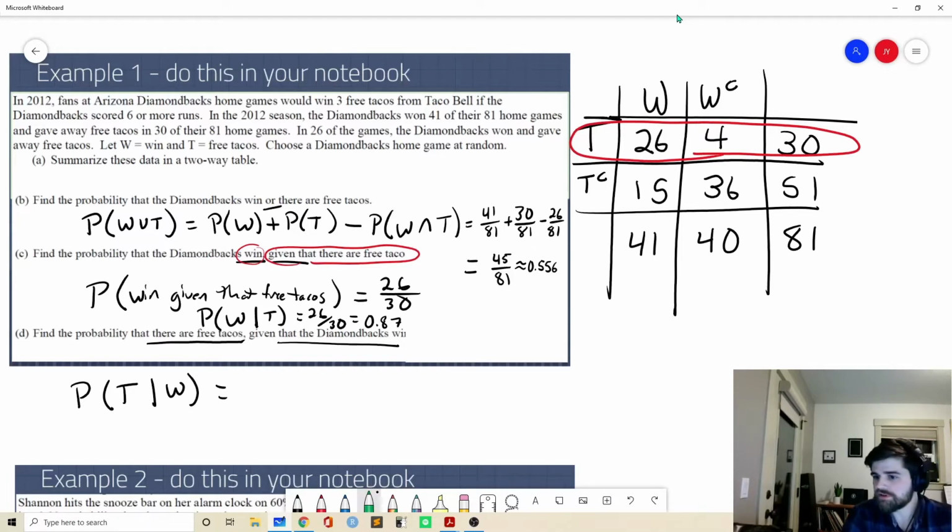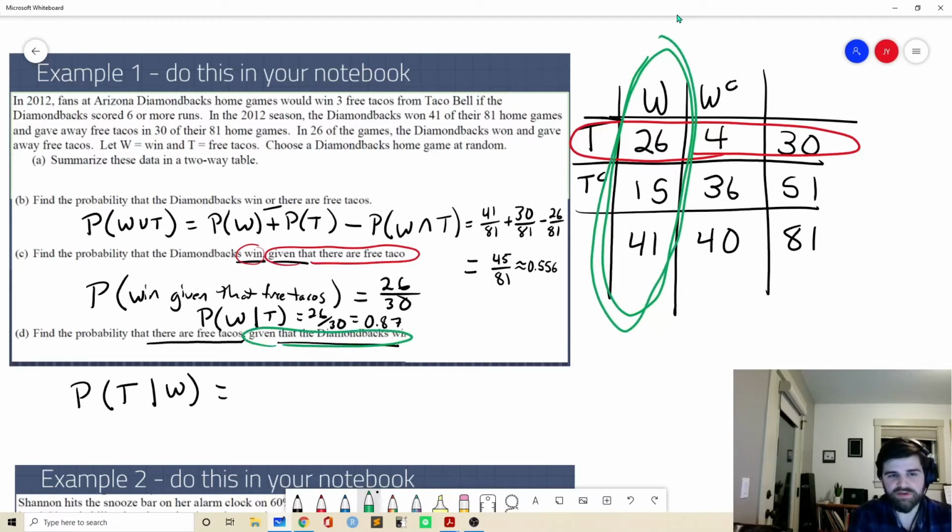So we want to know what's the probability that there are free tacos given that we know the Diamondbacks have won that game. This time we're looking at this column. We only care about wins, right? Given that the Diamondbacks win, we only focus on games they won. There were 41 of those games, and in those 41 games, 26 of them were free taco games. So our probability is simply 26 over 41, which my cheat sheet tells me is about 0.63.